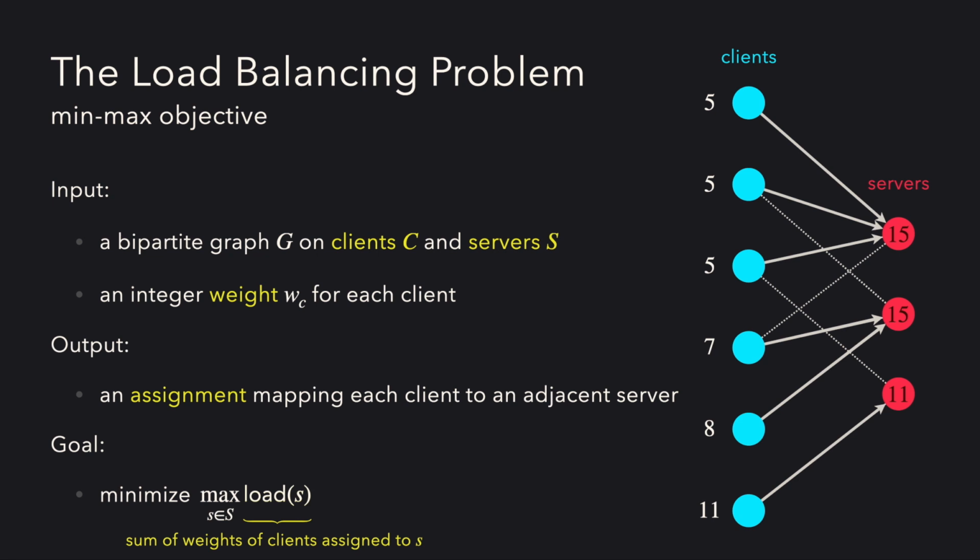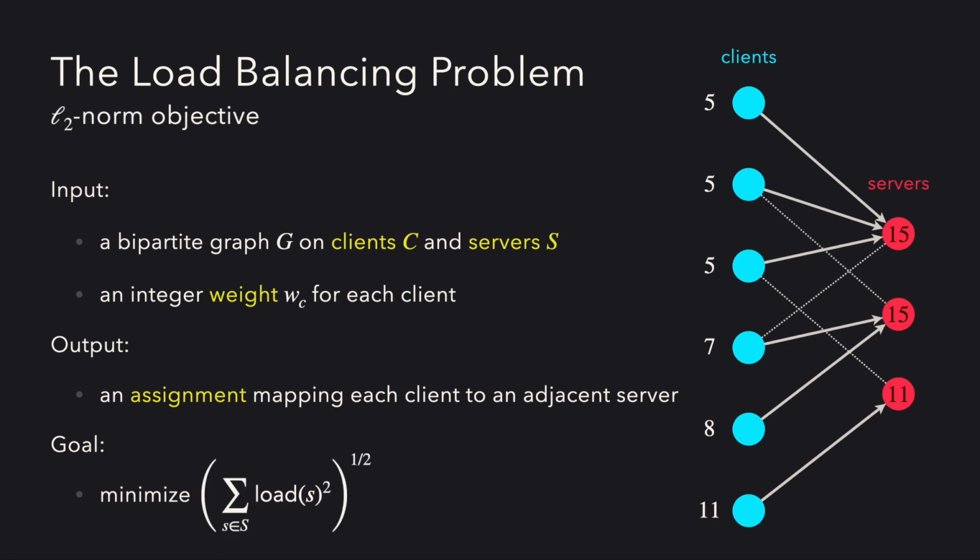Although the min-max objective will be our focus, I want to briefly consider alternatives to point out an interesting property of the algorithms we'll develop. Another natural and well-studied objective is to minimize the sum of the squares of the server loads, which is equivalent to minimizing the L2 norm of the vector listing the server loads. The assignment on the right is no longer optimal with respect to this objective. The unique optimal assignment minimizing the sum of squares is the one being animated in now. Notice that this assignment is not optimal with respect to the min-max objective. This example shows that in general, these two objective functions are incomparable.